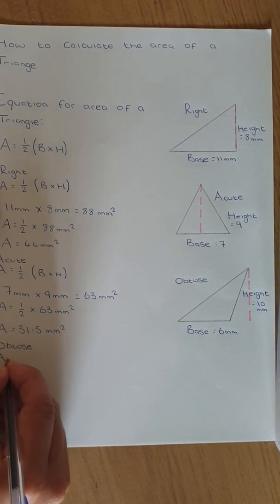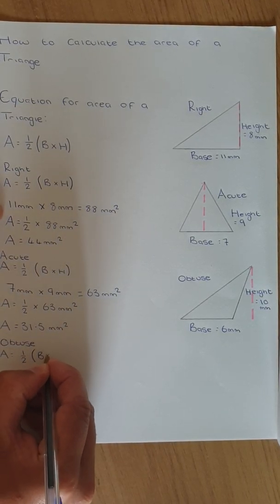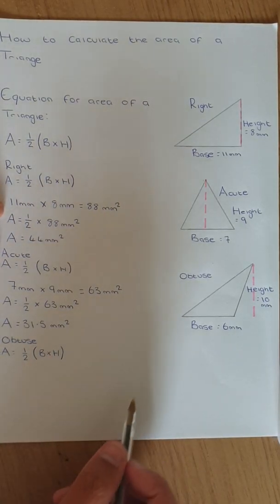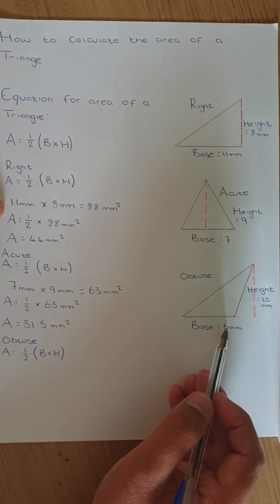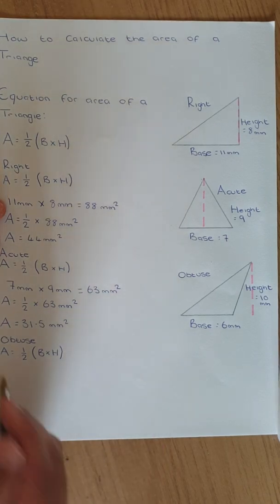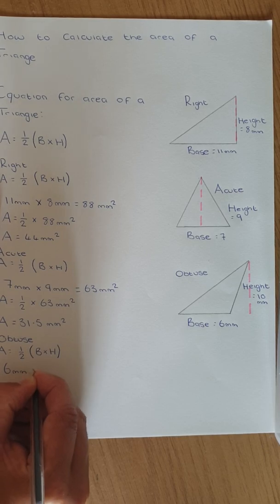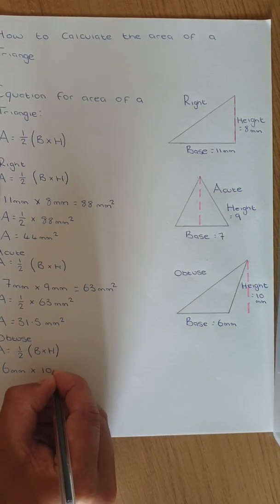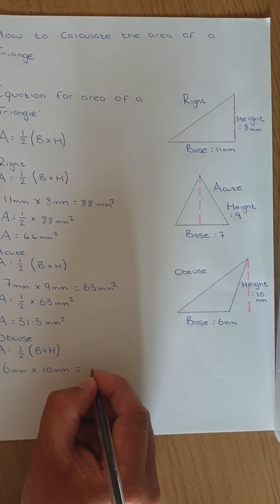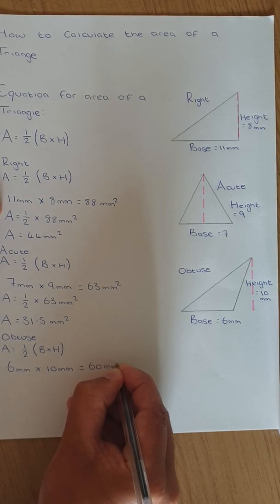So we have A equals 1 divided by 2 base times height. So we have 6mm as the base and 10mm as the height. So we can do 6mm times 10mm, which equals 60mm squared.